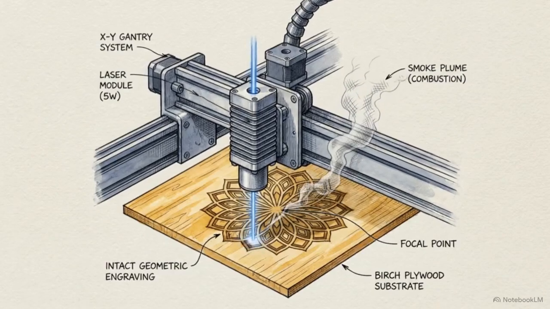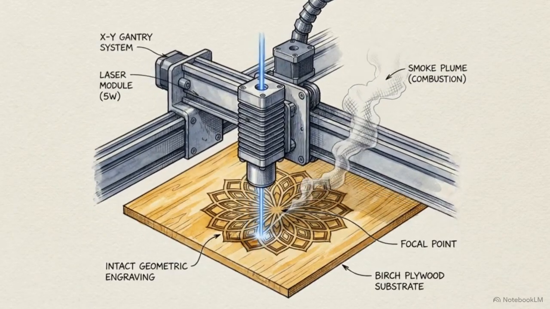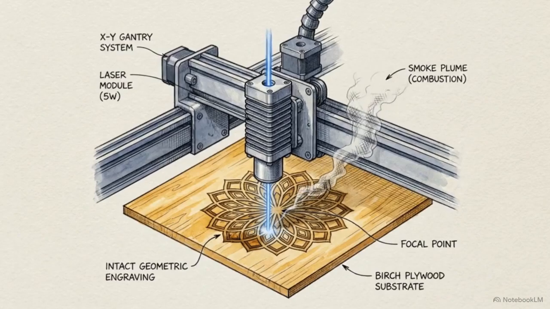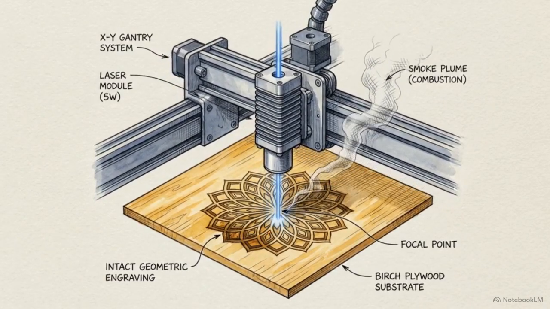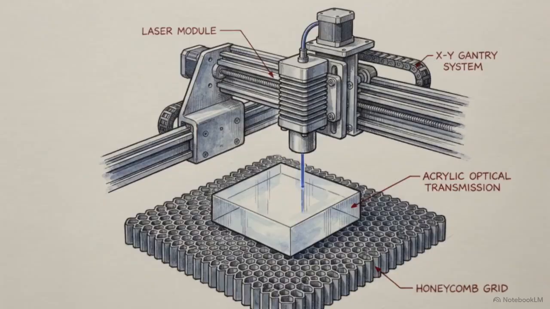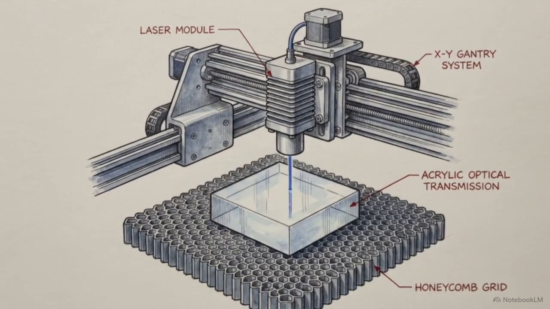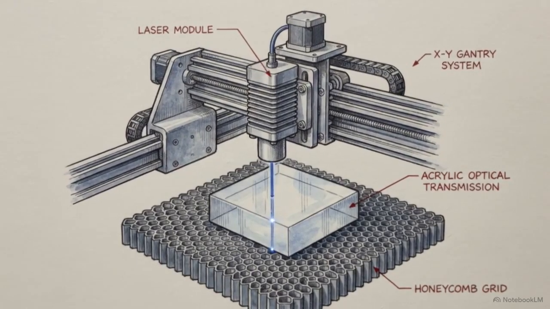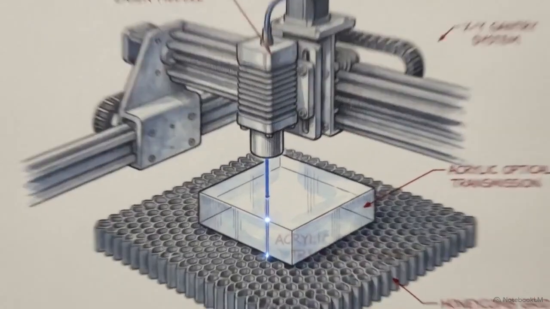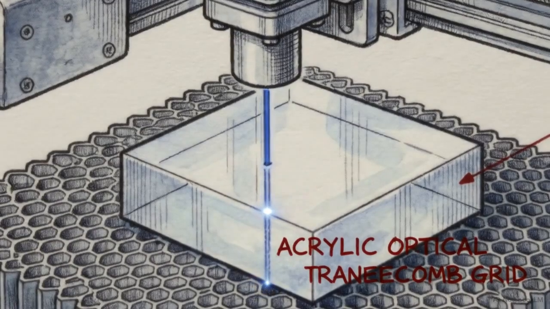This entry-level desktop diode laser operates at 450 nanometers in the visible blue spectrum. It processes wood and leather with high efficiency, but against a sheet of clear acrylic, the exact same laser does absolutely nothing. The photons transmit right through the medium, leaving the plastic intact.